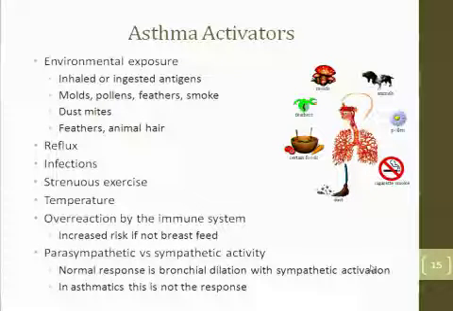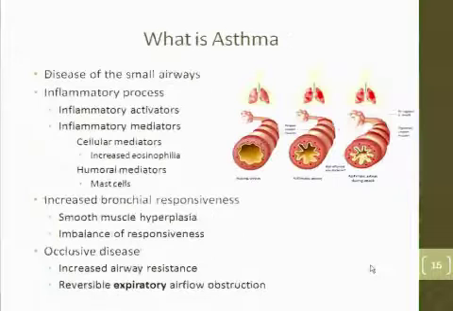Overreaction by the immune system is an issue. And what you see, asthmatics are at higher risk, the ones that are not breastfed at a young age. Parasympathetic versus sympathetic activity: the normal response is bronchodilation with sympathetic activation. In asthmatics, you don't see that as a consequence. You have more of a chronic bronchoconstriction taking place in these individuals. It's a disease pretty much of the small airways.